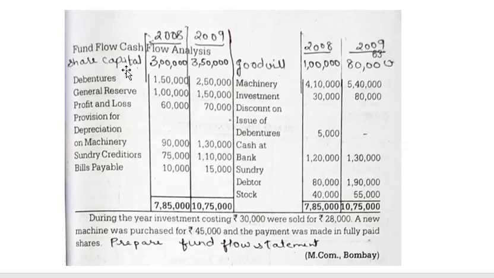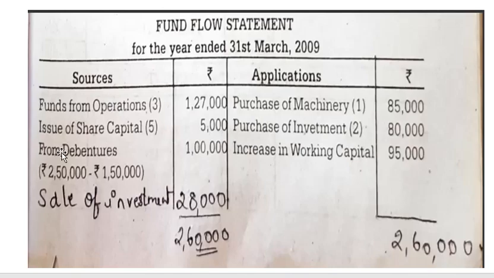Yeah, you have share capital. In the share capital account, if you check, you have 5,000. Then debentures are raised from 1,50,000 to 2,50,000. It means it is an increase. Increase means inflow. Inflow means sources. So on the sources side you have to write. See, on the sources side it is written debentures 1,00,000, 1 lakh rupees. Share capital, you see the working note. Funds from operation, that is the adjusted profit and loss account. Then increase in working capital.